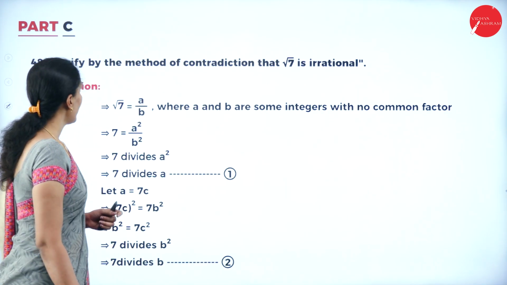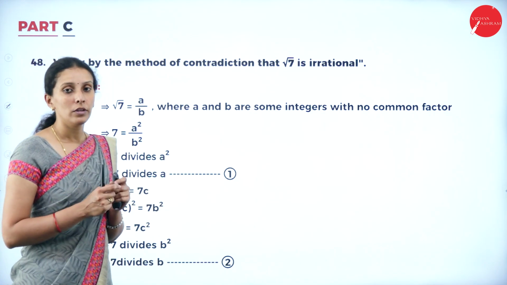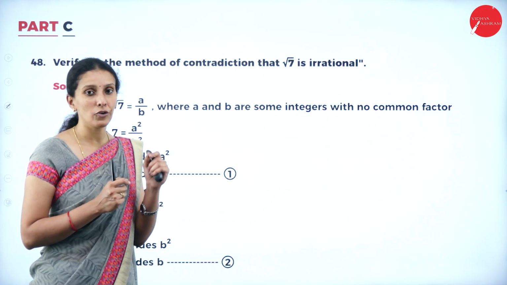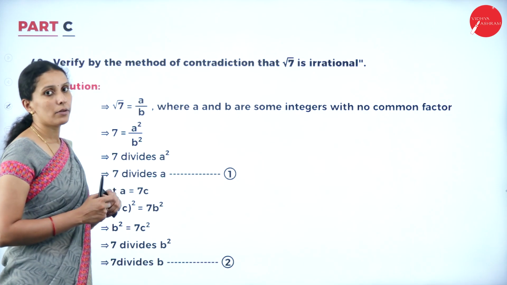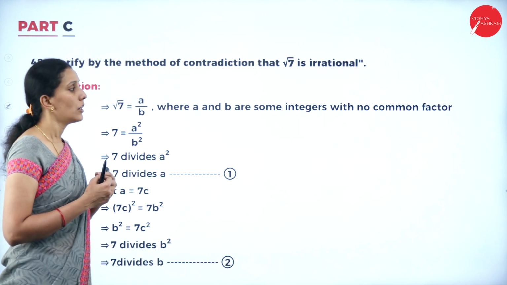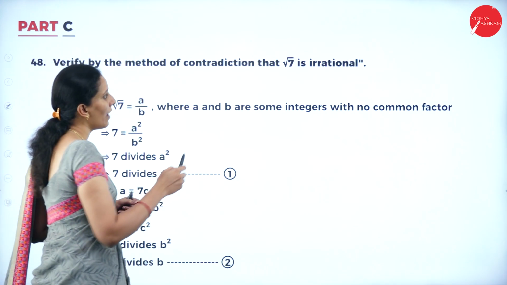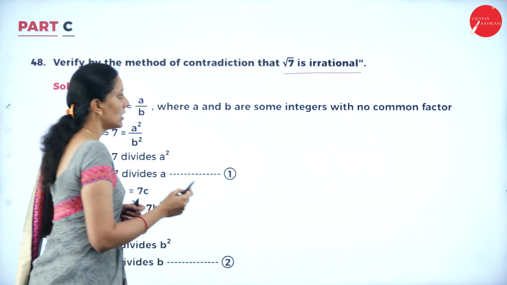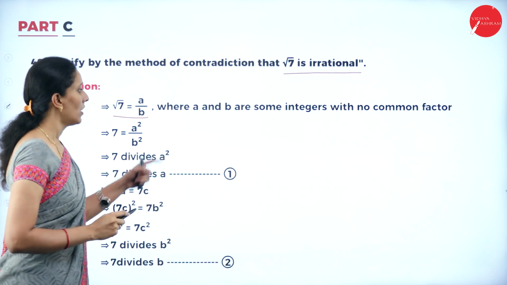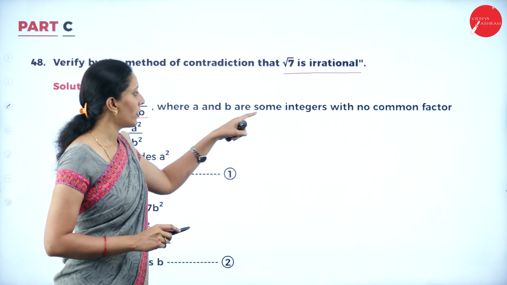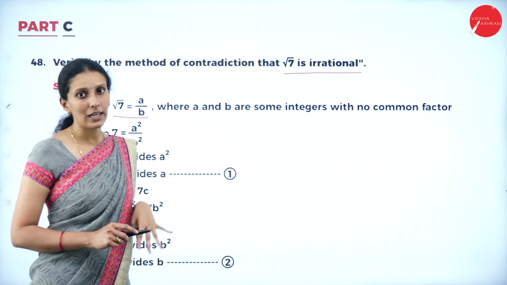Next one, verify by the method of contradiction that root 7 is irrational. To prove whether the given number is irrational, we have to follow certain steps in the method of contradiction. Contradiction means assuming the result is false, taking the vice versa of the result. They have given root 7 is irrational. So, the contradiction method means we have to take root 7 is equal to a by b, that is, it is rational, where a and b are integers with no common factor. Except 1, it does not contain any common factor.